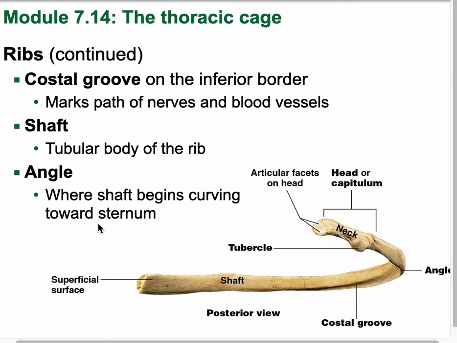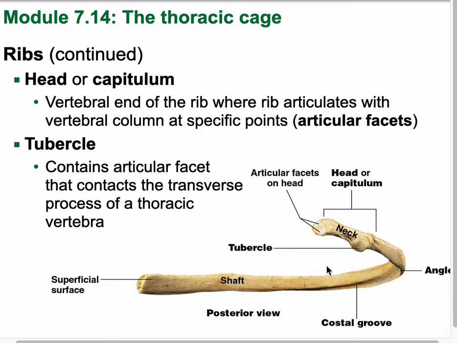3 bony landmarks on the ribs that we need to know about are described on this slide. We have the costal groove, and you can see that right here. This is where nerves and blood vessels will run along the rib. We're going to have the long shaft portion of the ribs, that's the tubular portion, and then there's the part where it bends, and that's going to be the angle. And on my next slide, we have the head or capitulum of the rib, which comes after the angle. And we will have some articular facets on the head here and also here. And then this piece right here, this facet is a tubercle.